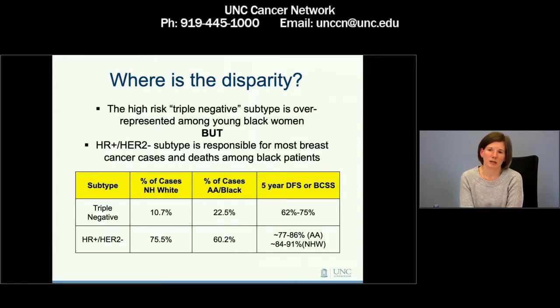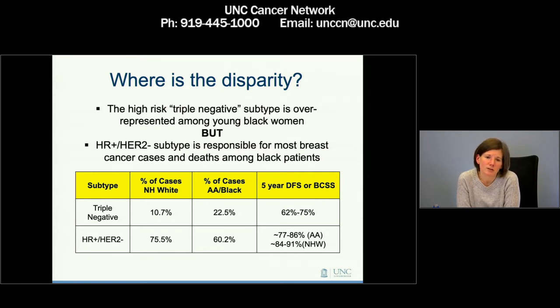So where is the disparity? In other words, where are the biggest differences between Black and white women with breast cancer in terms of how they do? So if we continue to think of this as a story that is about different subtypes, as we just said, this triple negative subtype is overrepresented, particularly among younger Black women, but the hormone receptor positive subtype is the one that's responsible for most of the cases and deaths. And if we look at how women with different subtypes of breast cancer do over time, we see that triple negative disease is almost a quarter of cases among Black women, as opposed to about 11% of cases among non-Hispanic whites, and that everyone with this subtype tends to be at high risk. 5-year survival free from breast cancer ranges in the 60s to 70%. And that is true regardless of whether you're Black or white. It's not a good disease to have regardless of your race.